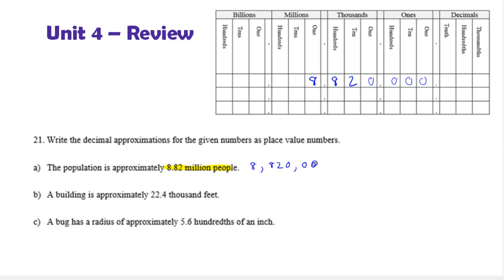8,820,000 as a place value number. So maybe you could see that's a lot longer to write, so sometimes we abbreviate in this way. Let's look at the next one.